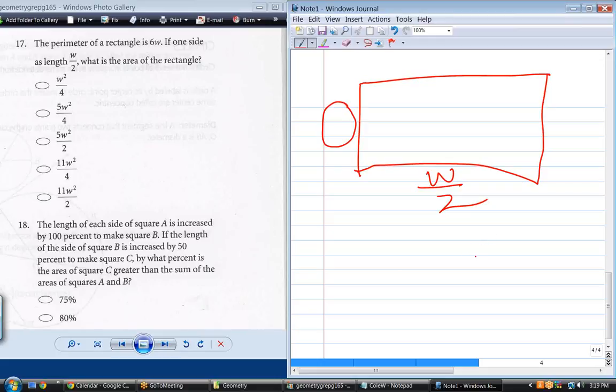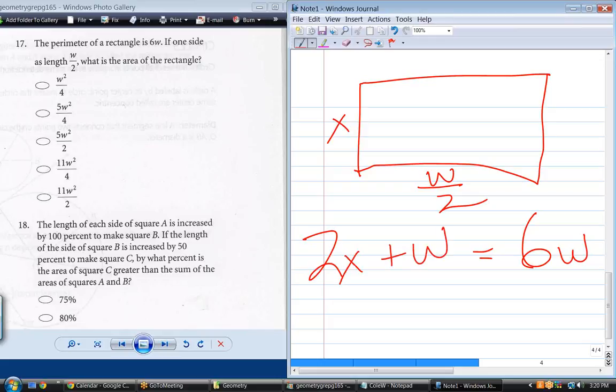Well, they're saying the perimeter is equal to 6w. We'll call this x for the moment, just because we don't know what it is. What would the formula be for the perimeter? w over 2 plus x plus w over 2 plus x. So that's 2 x's and 2 w over 2's.